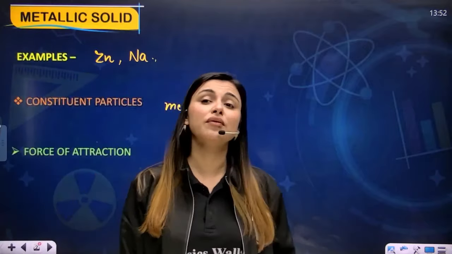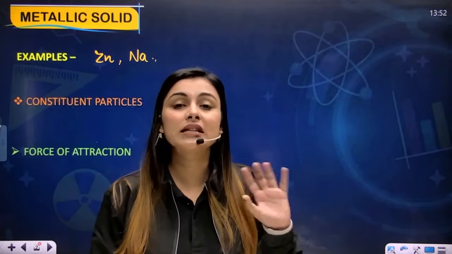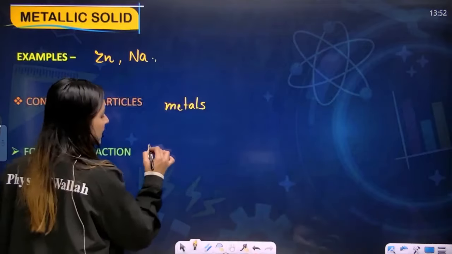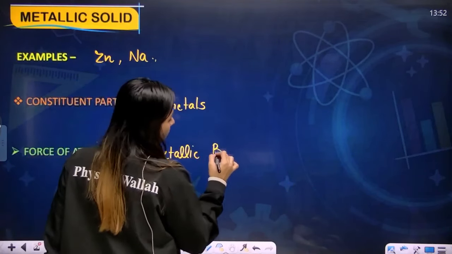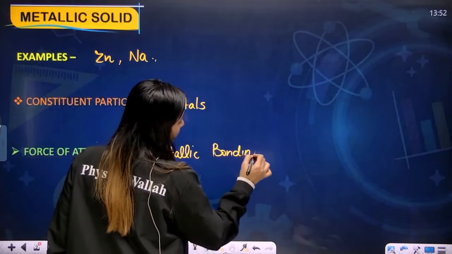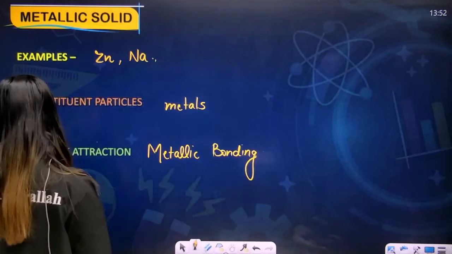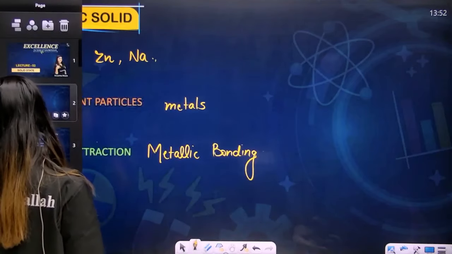And what is the force of interaction? The force of interaction is, my dear students, metallic bonding. Can I say the force of interaction is metallic bonding? Yes. So let's say that it is metallic bonding. Now I'll make you understand everything. Now let's try to understand what a metallic solid is.